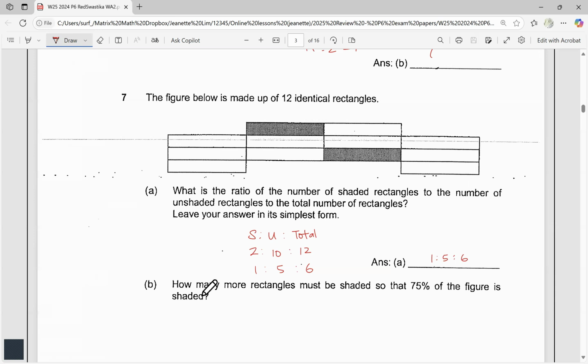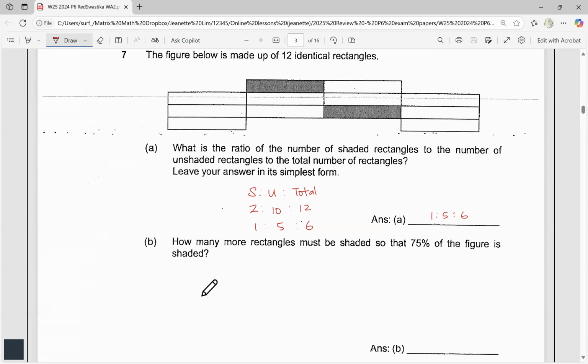Next part, how many more rectangles must be shaded so that 75% of the figure is shaded? Okay, so let's find out. We already know that 2 are shaded, right? So how many more must be shaded? Let's find out what's 75% of the figure. So 75% would be 75 over 100 times the total, which is 12.